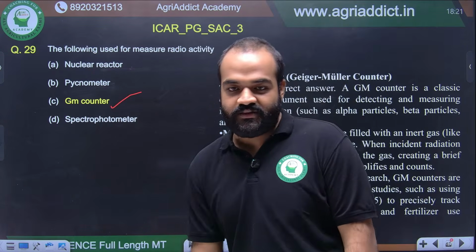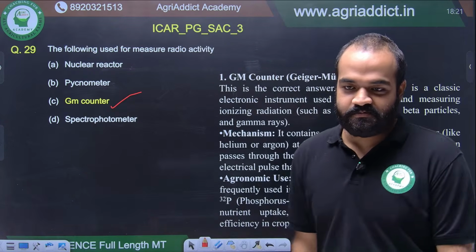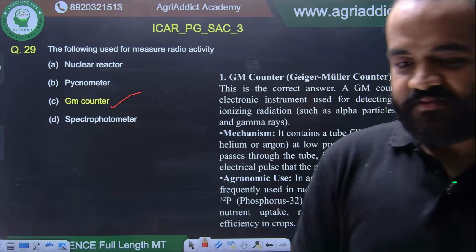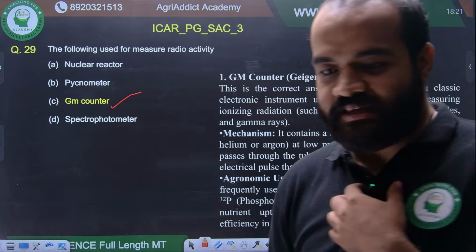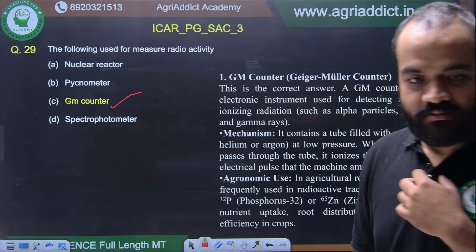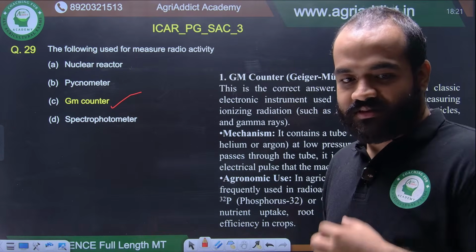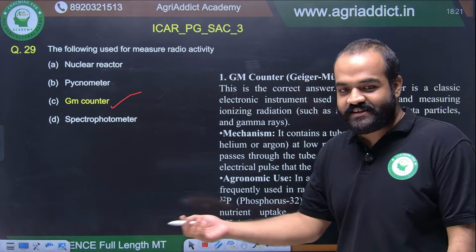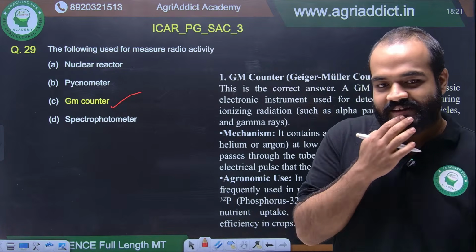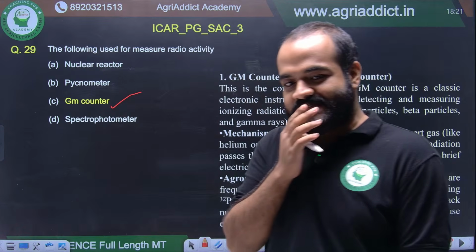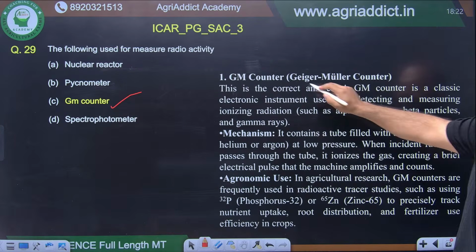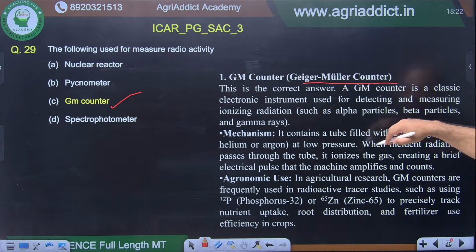Can anyone tell me the full form of GM? No, Divya, it is not D. How can it be D? With a spectrophotometer we measure the absorbance, no? Just now I was telling a few slides back that is an absorption spectroscopy instrument. However, this Geiger-Müller counter, this is the correct answer.